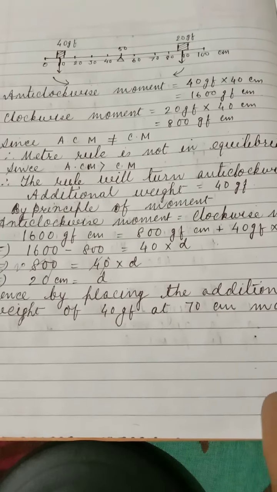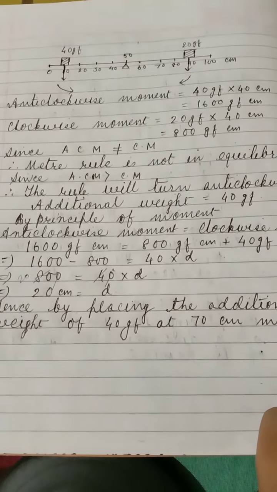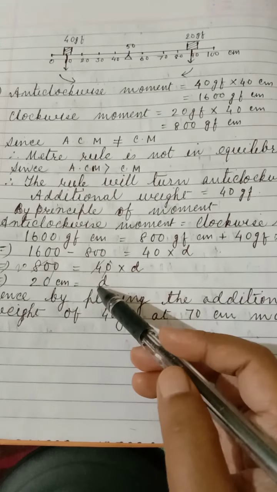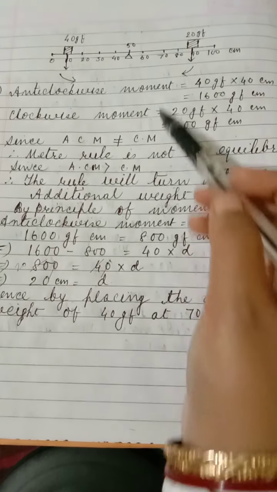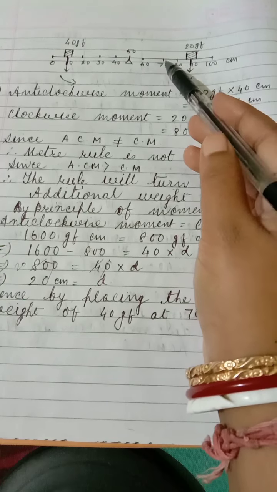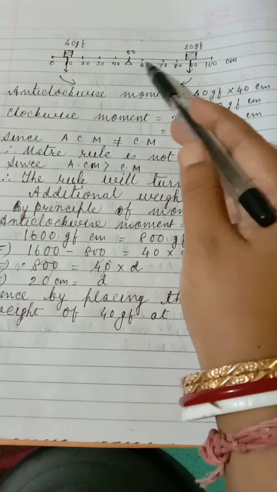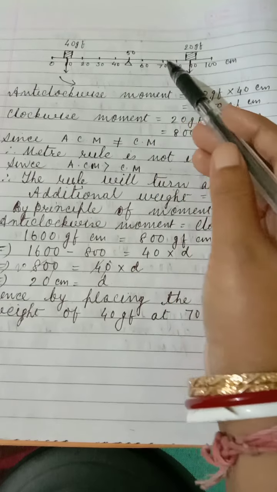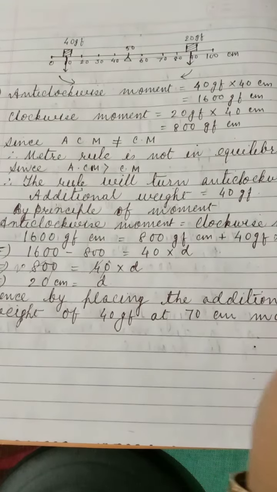So what will be the answer here? It's compulsory to write the answer. Hence, by placing the additional weight of 40 gf at the 70 centimeter mark. Since we have to keep a distance of 20 centimeter, we have to keep this additional weight of 40 gf at a distance of 20 centimeter from the fulcrum. That means at 70 centimeter.